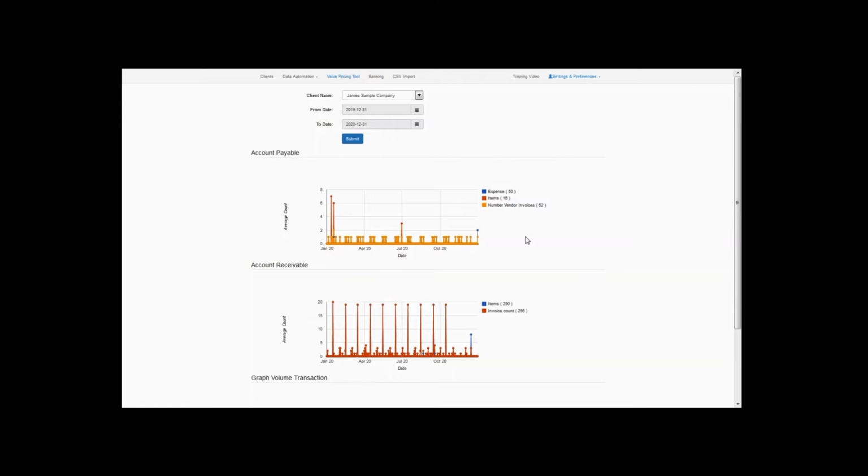That's not that much. They don't have, for example, 500 expenses, because that means there'd be 10 expense line items per vendor invoice, right? Because now you're talking 52 vendor invoices divided into 500 gives you 10.